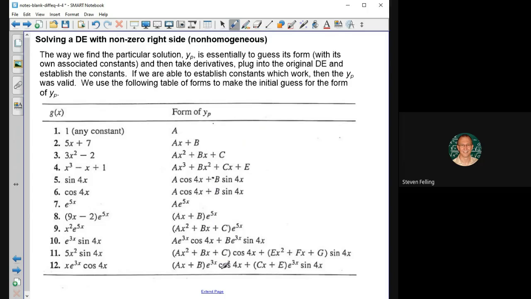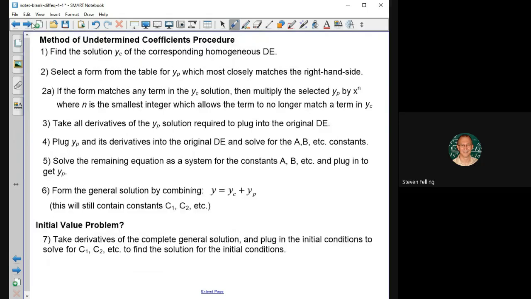We take the derivatives, plug that into the non-homogeneous differential equation with the right-hand side, and then we solve for these constants. And if we're able to solve for the constants that complete this form, then that means that this form was the right form to choose, and we therefore have our particular solution for that particular right-hand side. So we could kind of procedurize it like this.